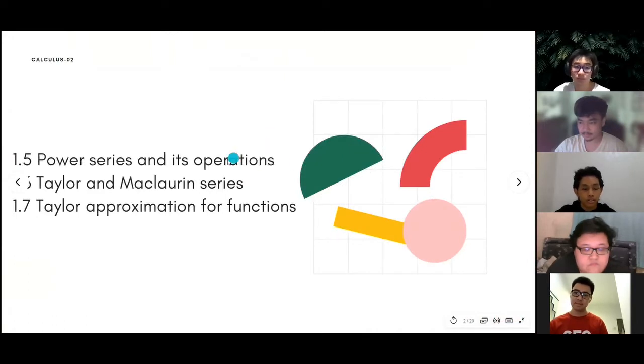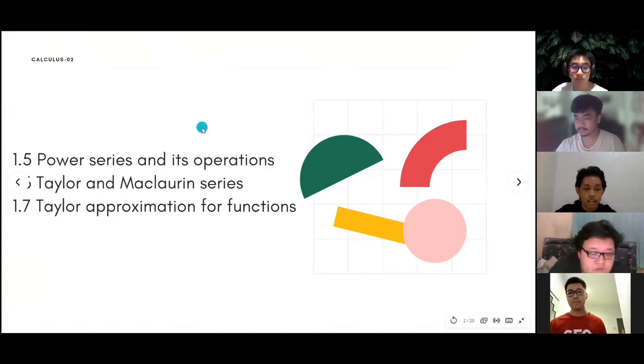Today we will cover 3 chapters, which are Power Series and its operations, Taylor and Maclaurin series, and the last one is Taylor approximation for functions.